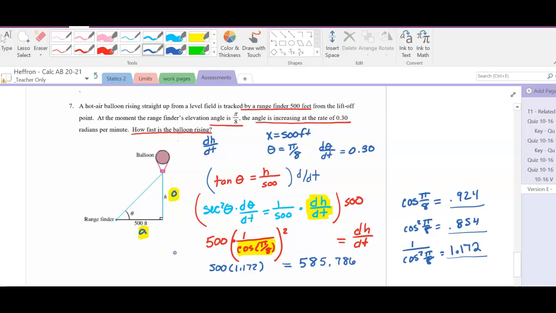786. And I'm looking at feet per minute because our distances are measured in feet and our times are measured in minutes, so we'll have feet per minute as our units.